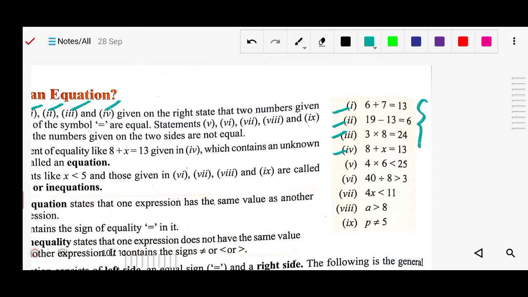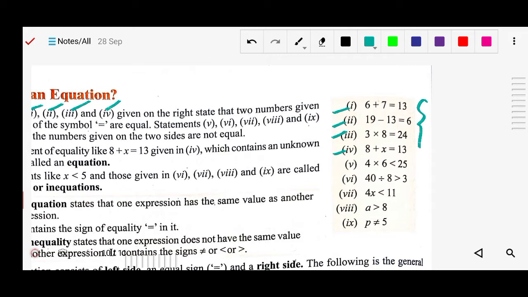These are all equations, because 6 plus 7 equals 13, and 19 minus 13 equals 6. Here, two numbers given on two sides of the equation are separated by the equal sign. Statements 5, 6, 7, 8 and 9 indicate that the numbers on the two sides are not equal.